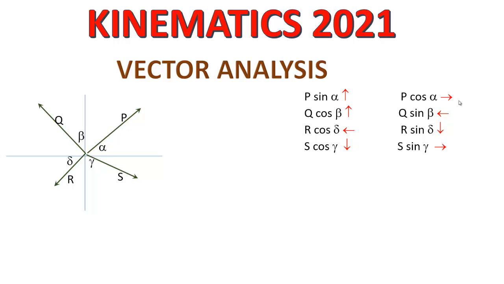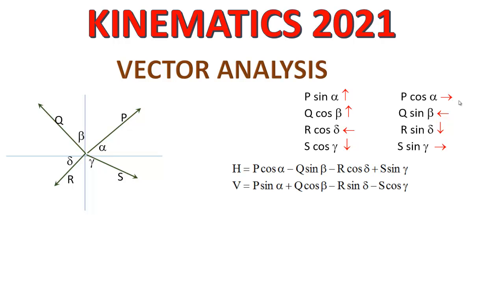Similarly, when we have to go for the vertical one, I'll say P sin alpha plus Q cos beta minus R sin delta minus S cos gamma. I repeat once again, P sin alpha plus Q cos beta minus R sin delta minus S cos gamma. That is what I show you here.